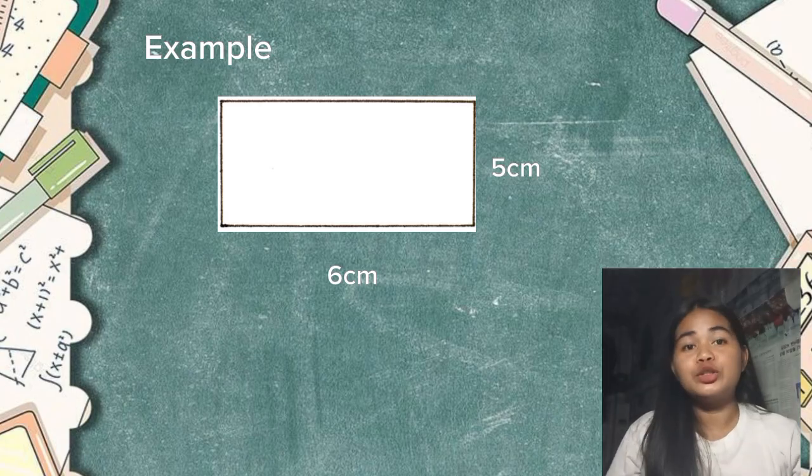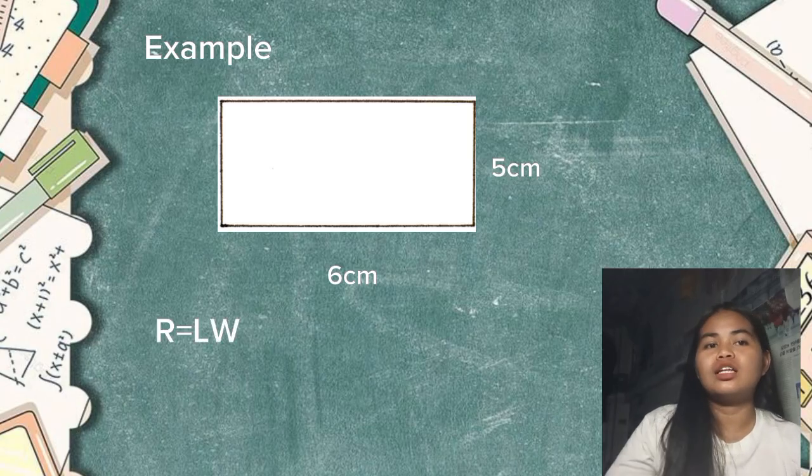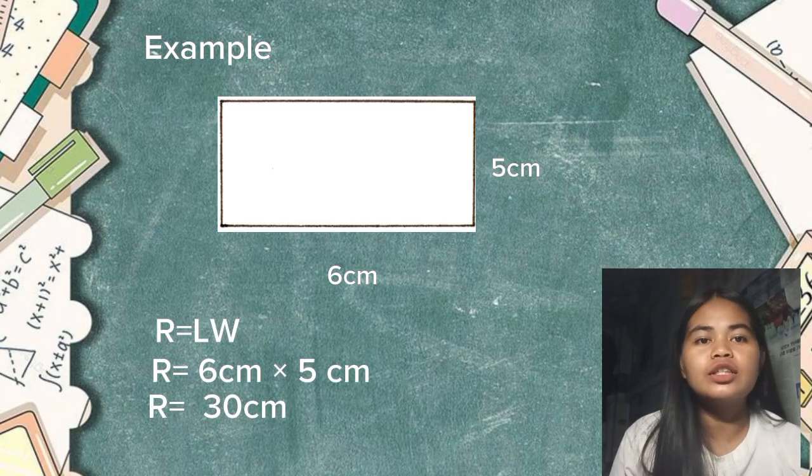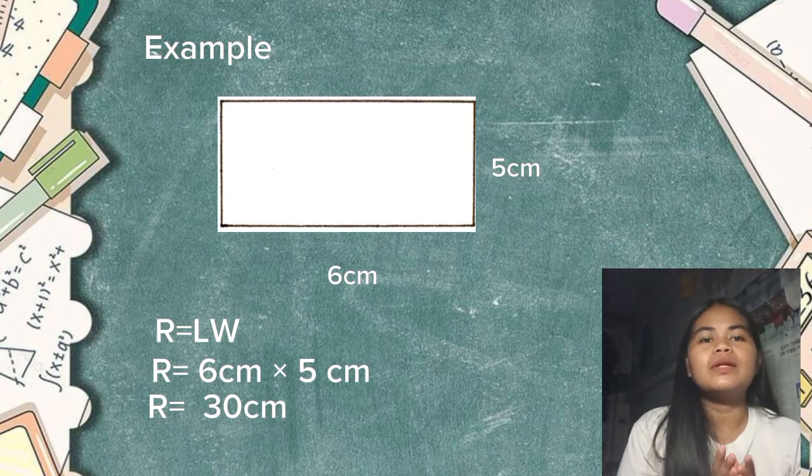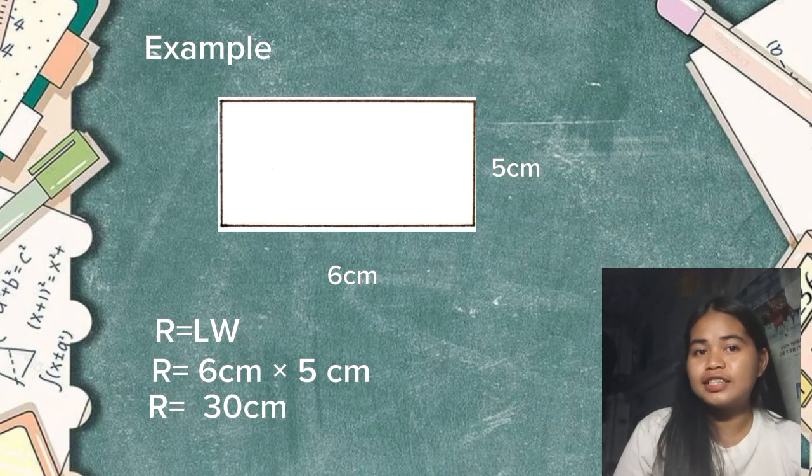To calculate or to know the area of rectangle, the formula is A equals L times W. So we will substitute the values, then multiply 5 by 6. Do you know how to get the area of rectangle?